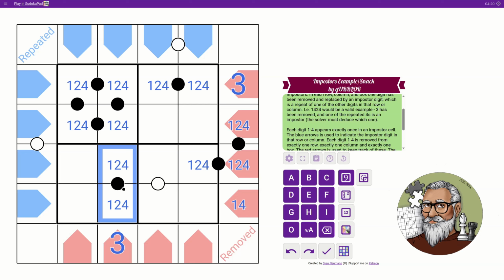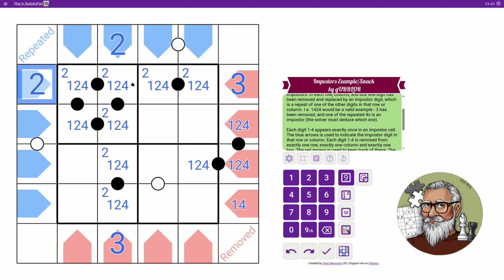So we definitely have a 2 here, and we definitely have a 2 there. So this is 2. And we can do the same here. We definitely have a 2 here, and we definitely have a 2 there. So that's a 2 as well.